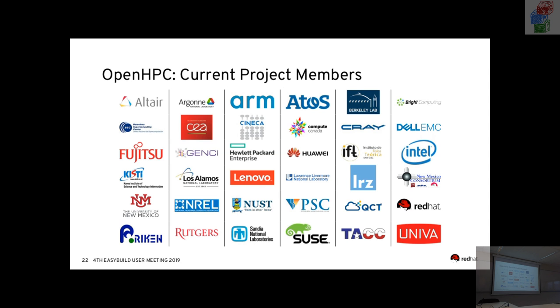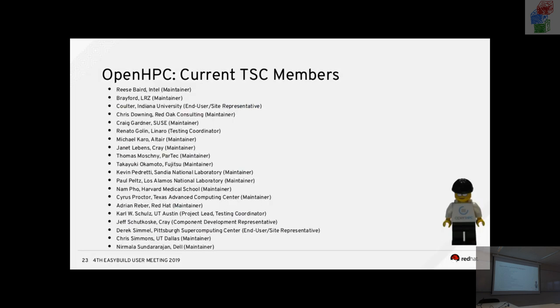Maybe this is interesting for some of you. The membership is free for academic partners, so if you're interested in joining OpenHPC, you can talk to us, and we're happy to collaborate with any more partners which are interested in OpenHPC. So this is the list of the current TSC members. From a lot of those institutions or companies, there's someone involved somehow in OpenHPC.